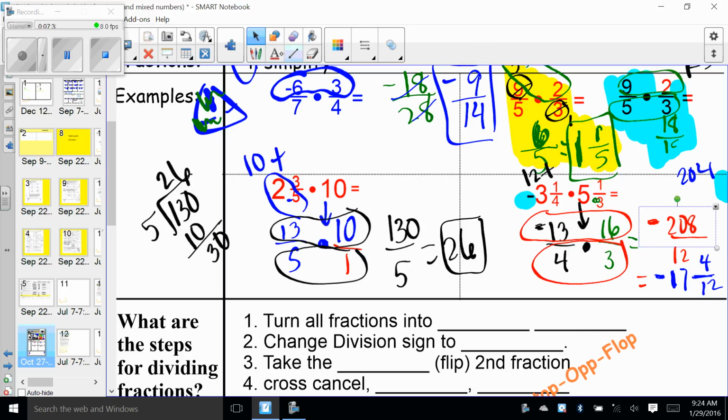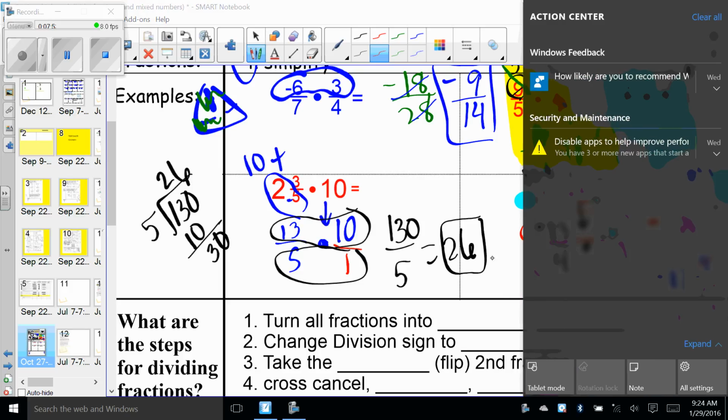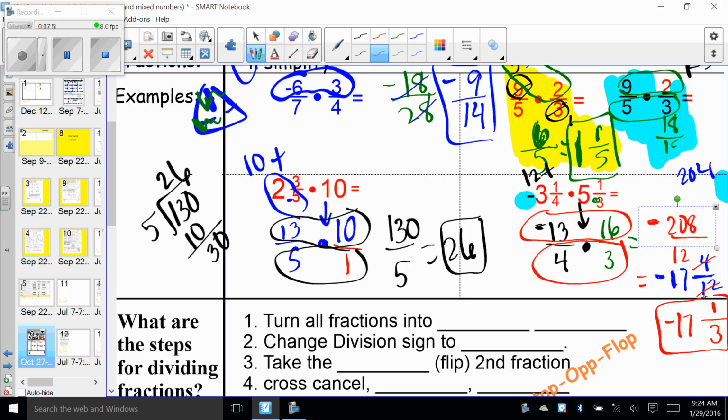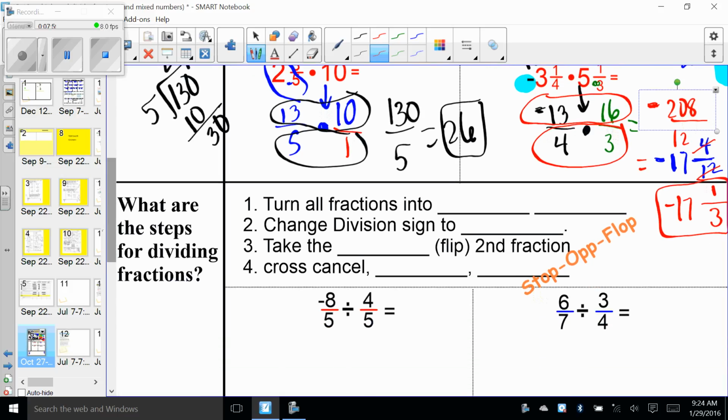Okay, so now we have to just decide, are we in lowest terms? Is there anything I can do with 4 and 12? Well, if I think about 4 and 12 and the factors or what divides into 4 and 12, I know that I can divide by 4 to the top and 4 to the bottom, giving me negative 17. If I divide by 4 on the top, I get a 1. If I divide by 4 on the bottom, I get a 3. So negative 17 and 1/3. Negative 17 and 1/3 is our answer there. And we are now done with multiplication.